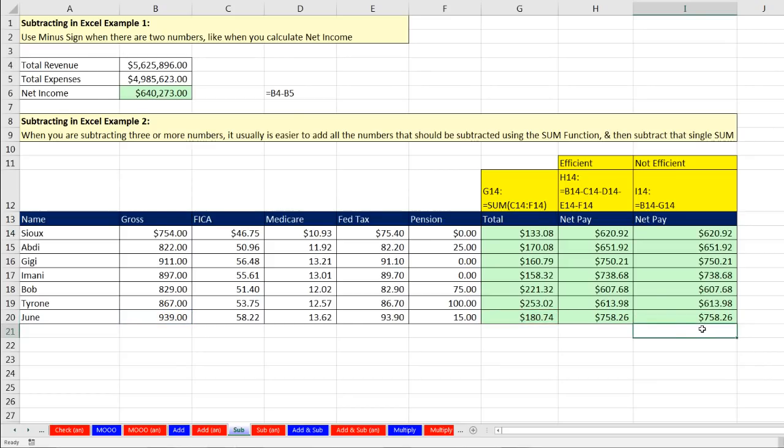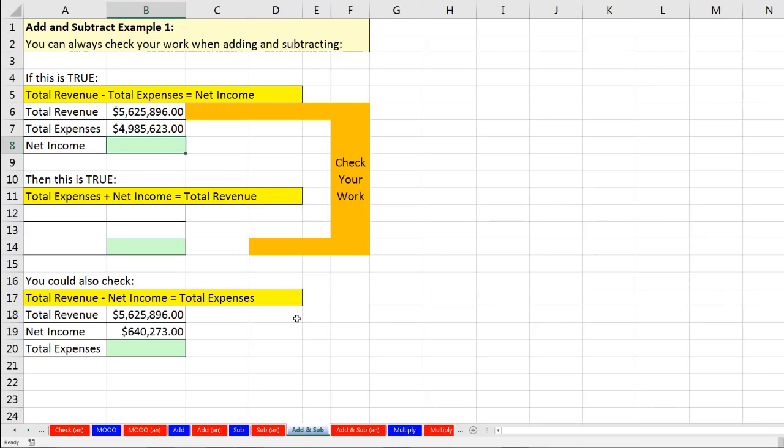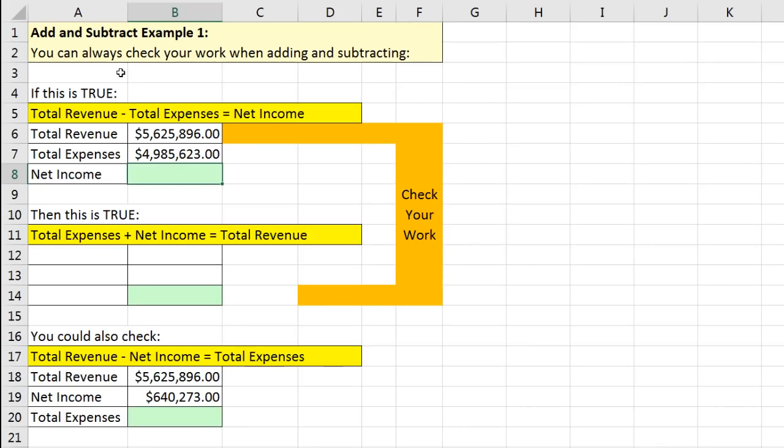Enter. Now we want to go over to the sheet add and sub and talk about an important relationship between adding and subtracting. You can always check your work when adding and subtracting. And here's what that means. Total revenue, total expenses, equal sign, and I'm going to take total revenue minus total expenses. Here's two numbers. We subtracted them. When I hit enter, we get an answer.